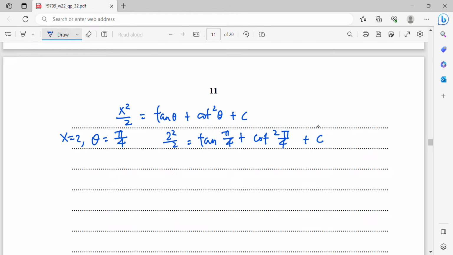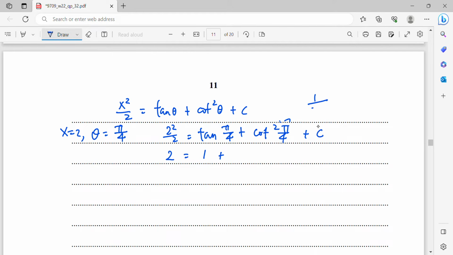Alright, so 2 squared over 2 is basically 2. Tangent pi over 4 is 1. The cot is basically 1 over tangent. So this is the same as 1 over tangent pi over 4 squared. That means tangent pi over 4 is 1. So 1 over 2, 1 squared is still 1. Alright, so this is how we get it. Then plus c. So from here, our c is 0. So once you get the c, then this is the solution for the first part.